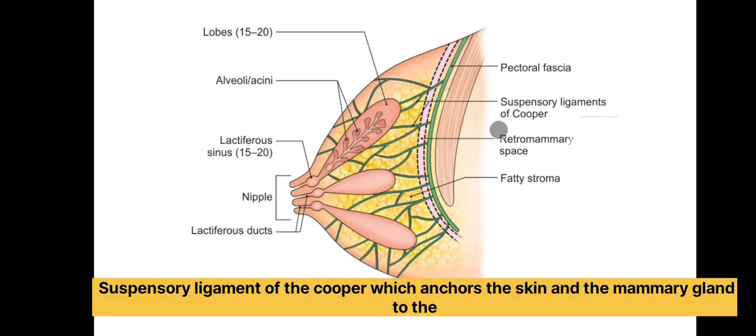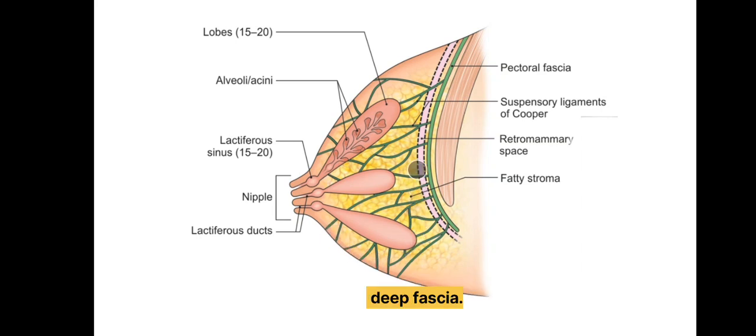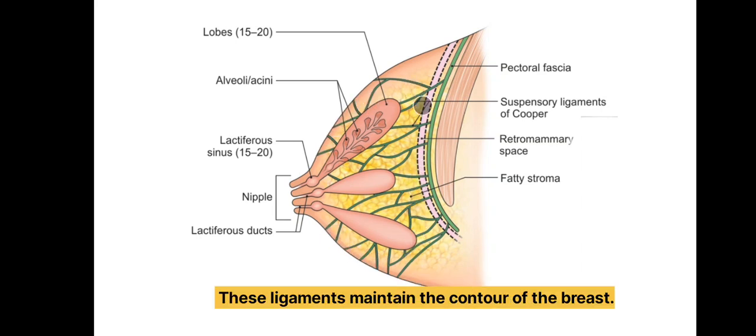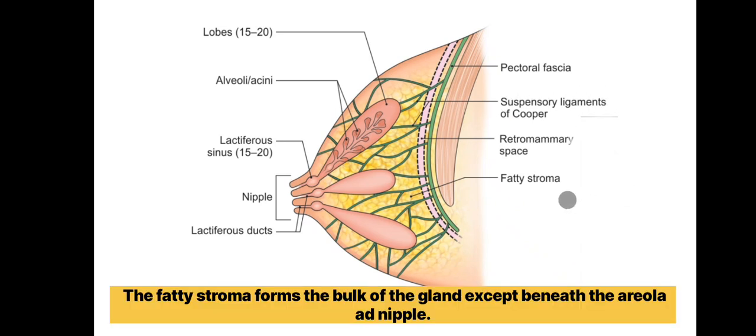The suspensory ligament of Cooper anchors the skin and mammary gland to the deep fascia. These ligaments maintain the contour of the breast. The fatty stroma forms the bulk of the gland except beneath the areola and nipple.